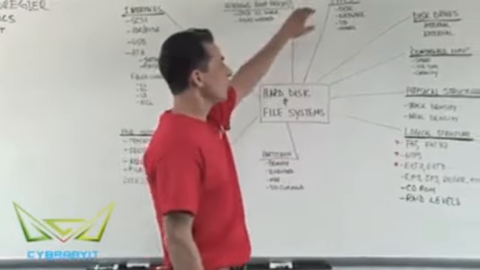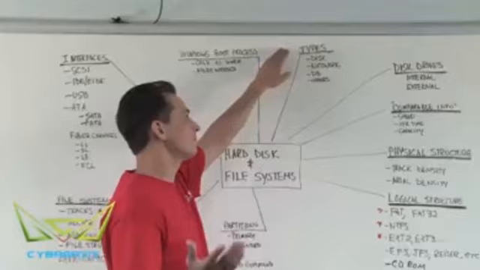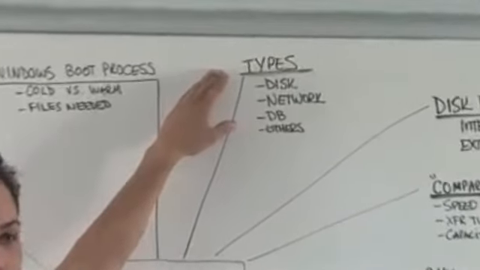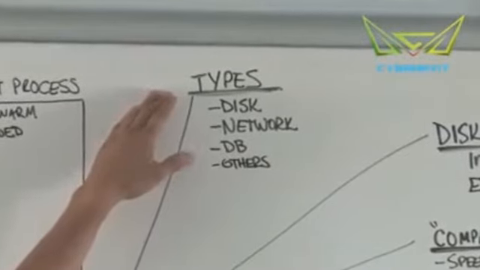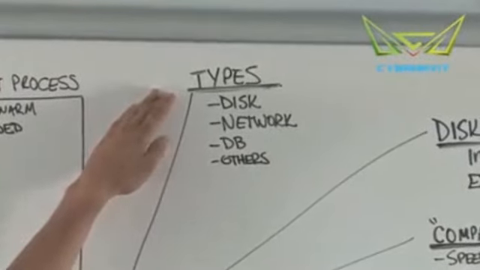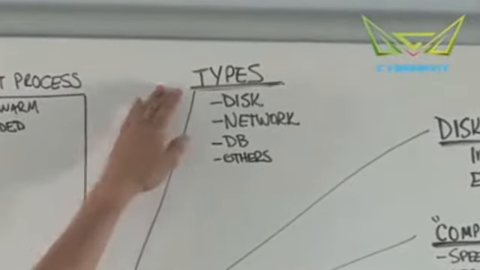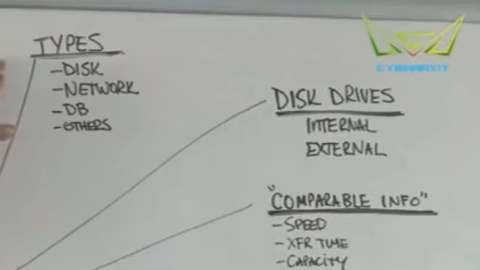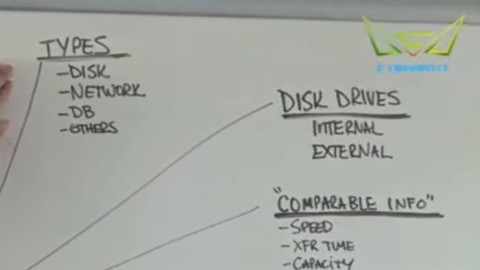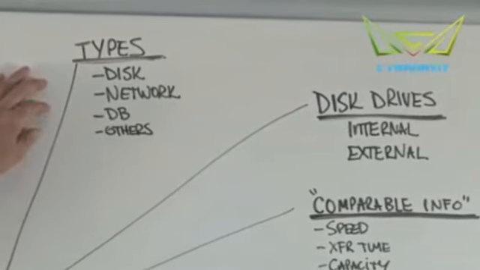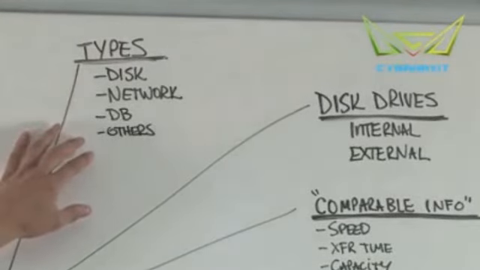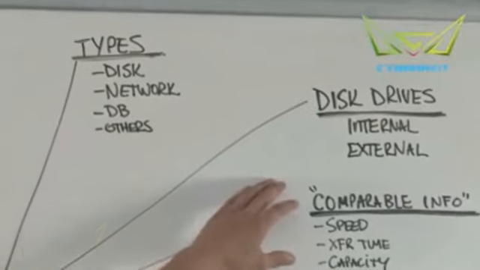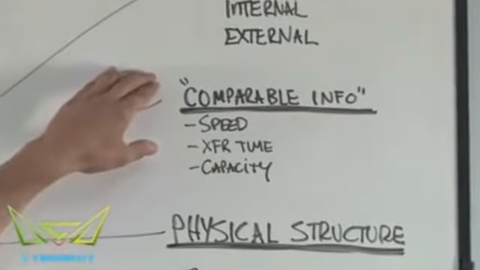So, some basic types of file systems and hard drives. We have the classic disk type file system, which is the things that we put in our computers. Everybody kind of knows that one, pretty self-explanatory. They have basically two types, internal and external, but there are other types as well. You have networking file systems, you have database file systems, and countless others that we're going to get into and talk about. Basically, what you need to do is compare a bunch of information about the different types of hard drives.